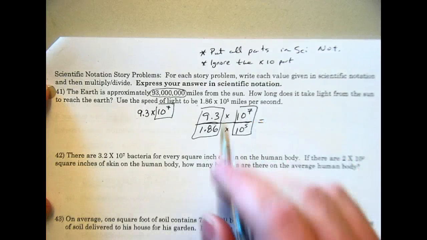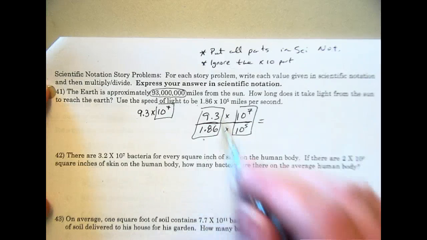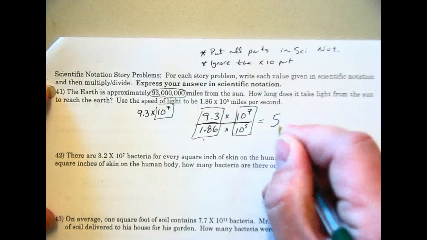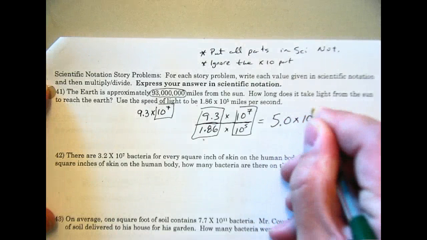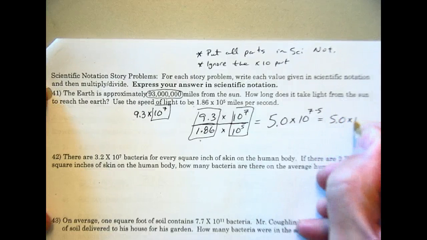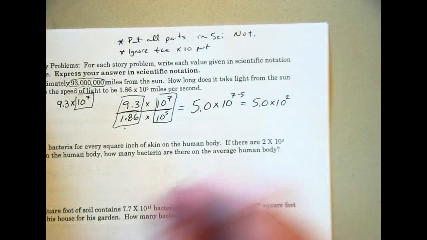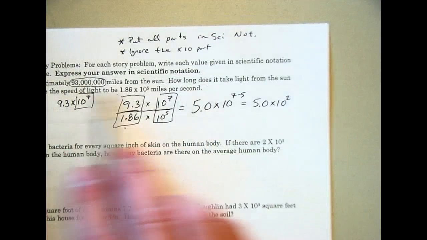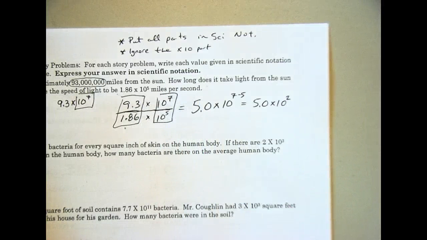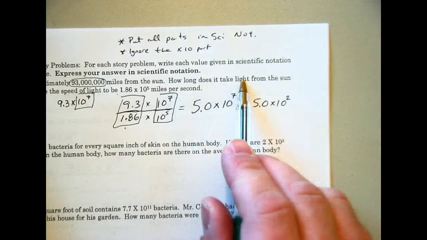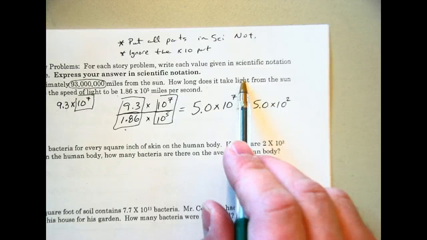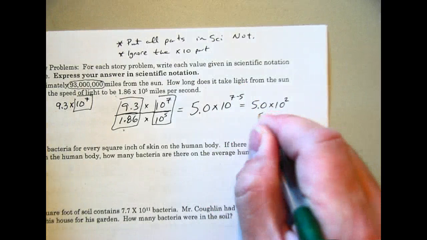All right. So what do we get there? 9.3 divided by 1.86. Five evenly? Yeah. 5.0 times 10 to the 7 minus 5, or 10 to the second. And then we're dealing with how long? Are we dealing with miles per second, or seconds? It says how long. Is miles a time? No, that's a distance. Is seconds a time? Yes, so it's seconds.